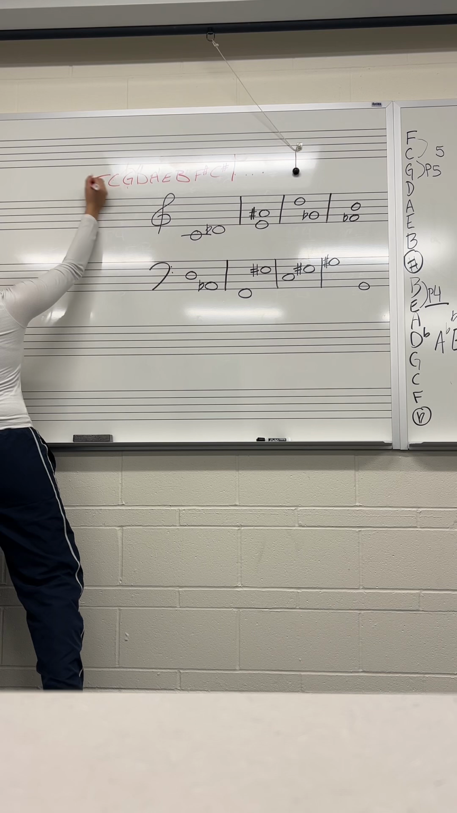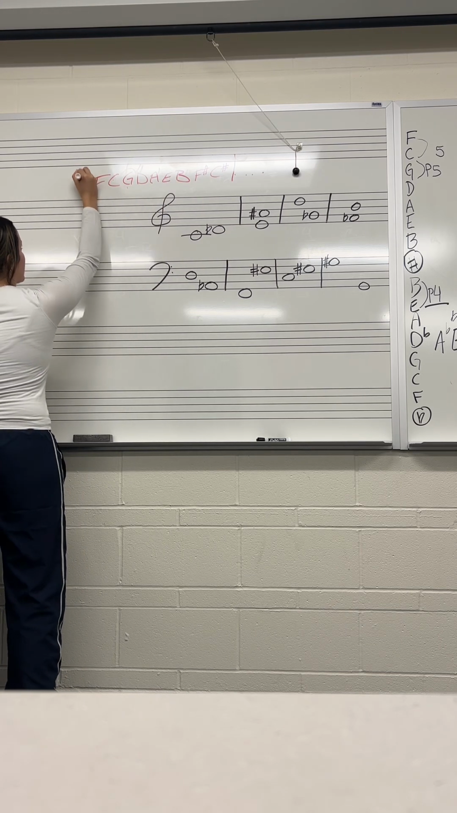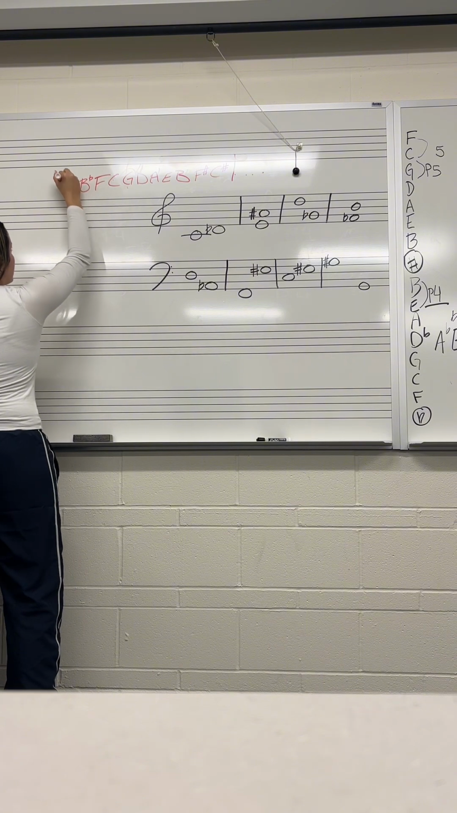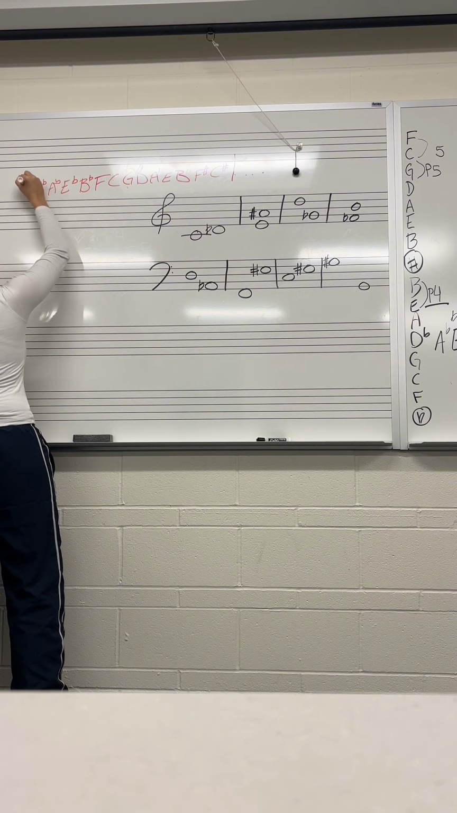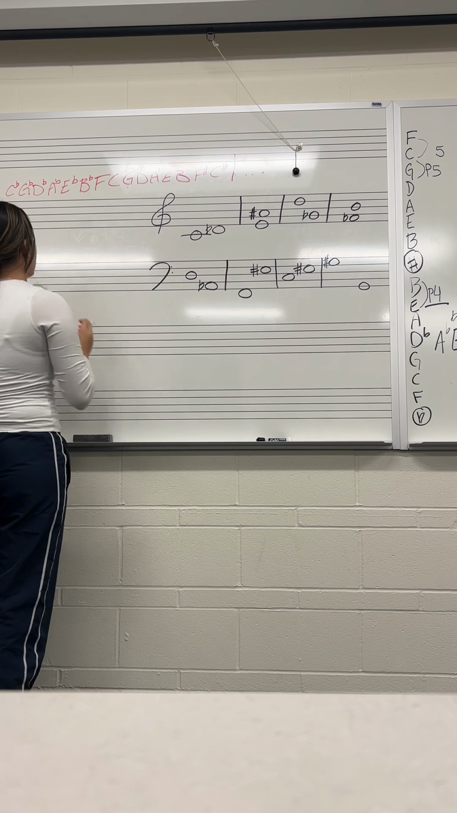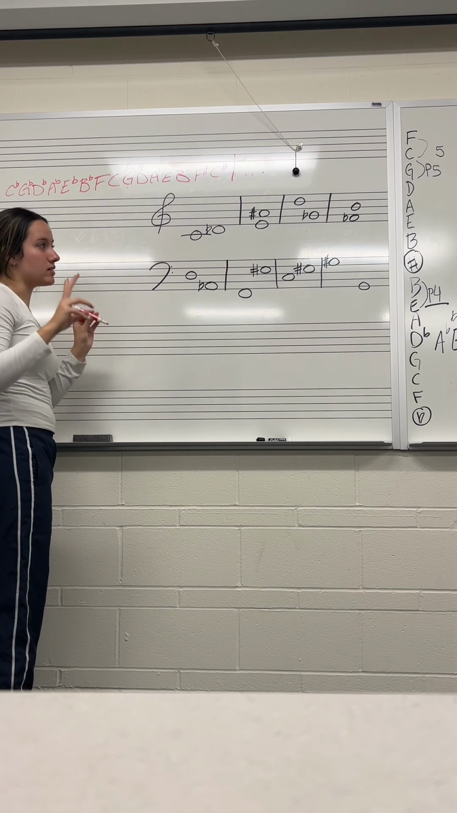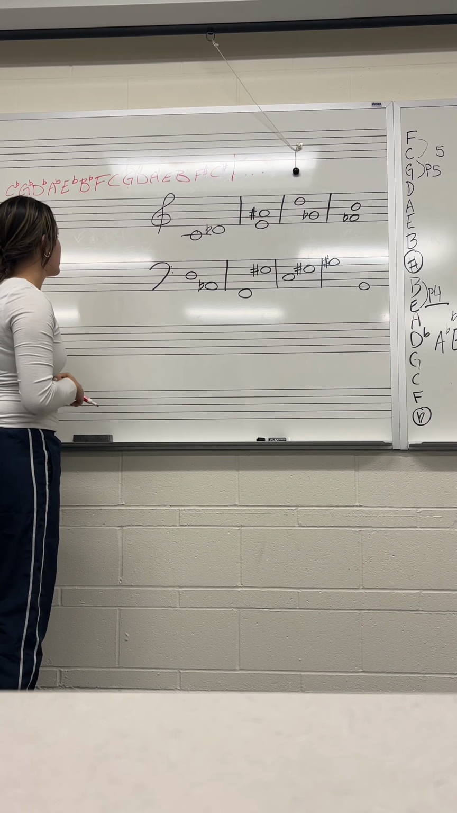Same thing with going backwards. We're starting on B, but since we're going to the left, we're going to add flats. B flat, E flat, A flat, D flat, G flat, and C flat. And the same reason over here is why I'm not putting F flat, because that technically does not exist in the kind of music theory we're doing.